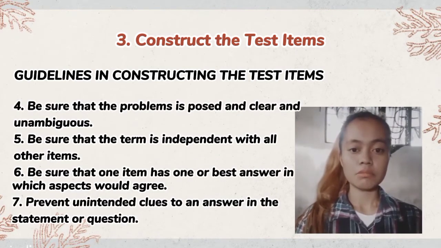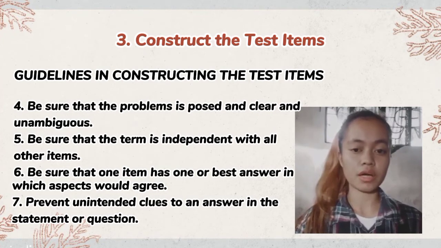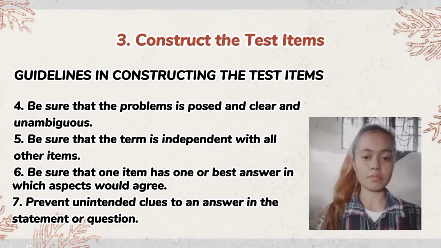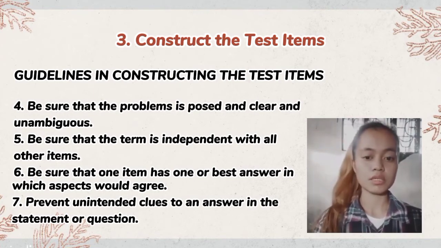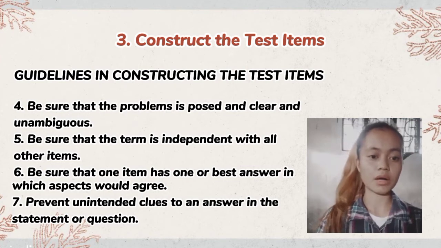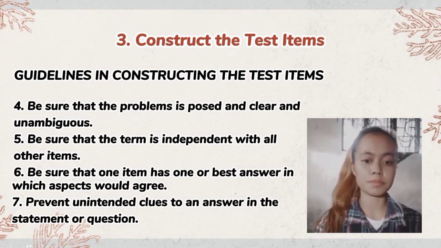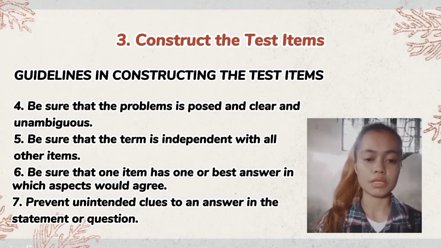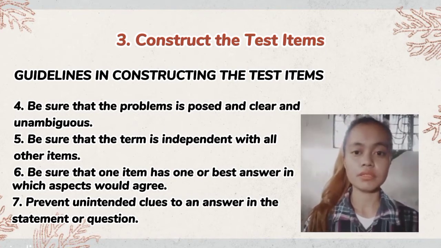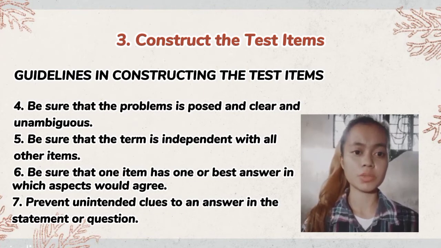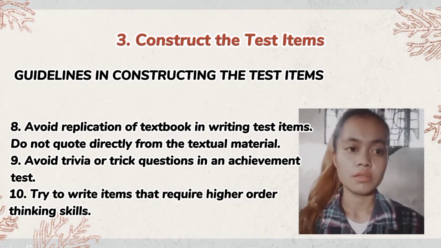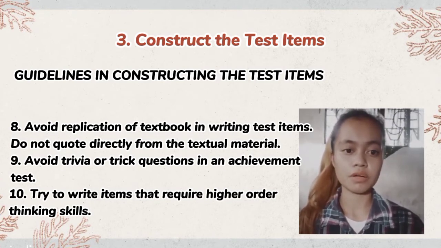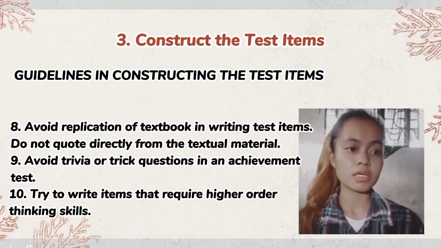Number 4, be sure that the problem focus is clear and unambiguous. Number 5, be sure that the item is independent of all other items. Number 6, be sure that the item has one correct or best answer on which experts would agree. Number 7, prevent unintended clues to an answer in the statement or question. Number 8, avoid replication of the textbook in writing test items. Do not quote directly from the textual materials.